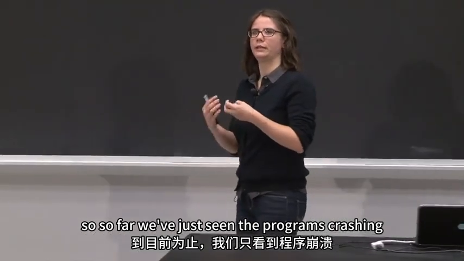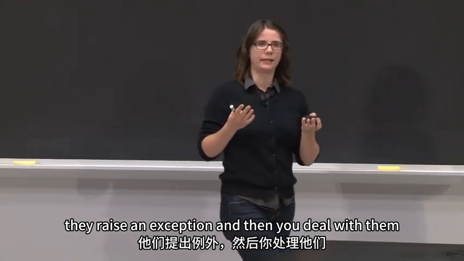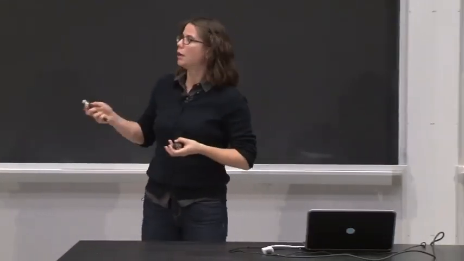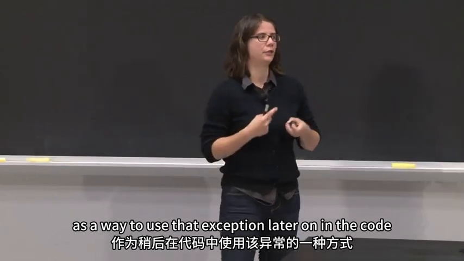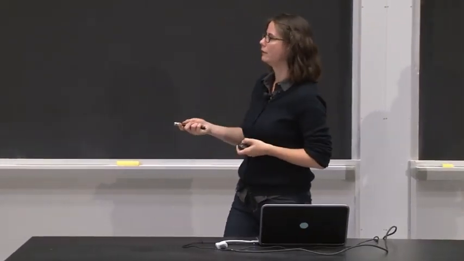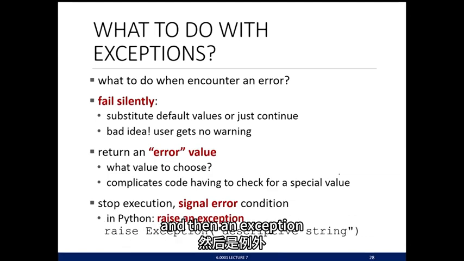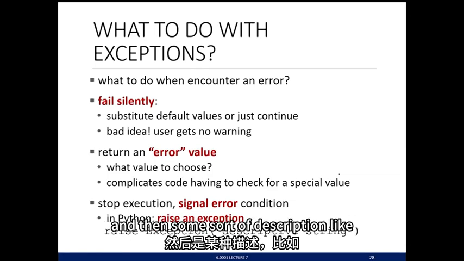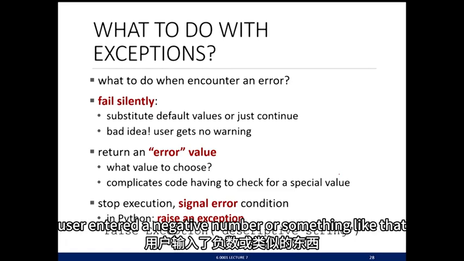So far we've just seen the programs crashing, which means they raise an exception and then you deal with them. But in this last case, you're raising your own exception as a way to use that exception later on in the code. Okay? So in Python, you raise your own exception using this raise keyword, and then an exception, and then some sort of description, like user entered a negative number or something like that.